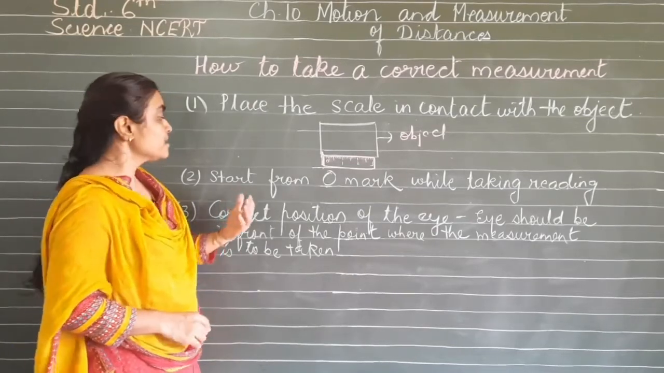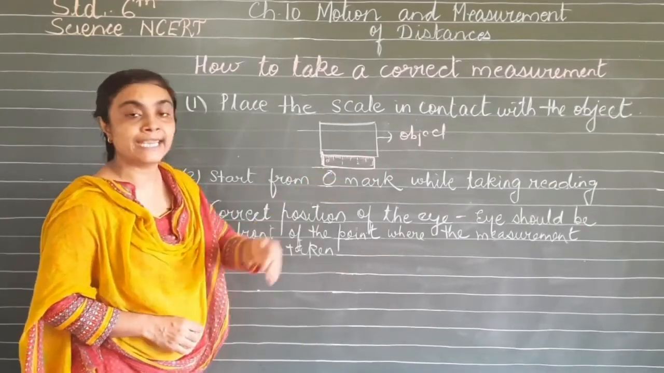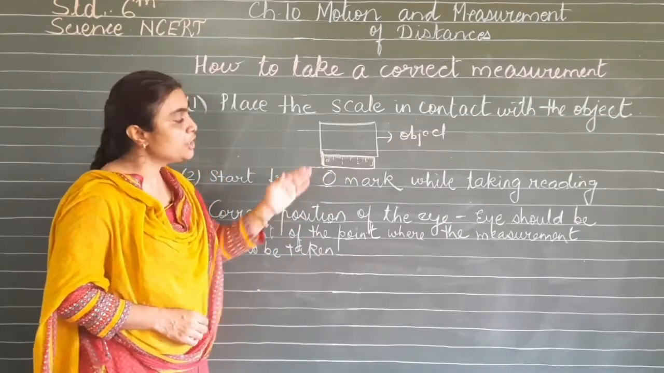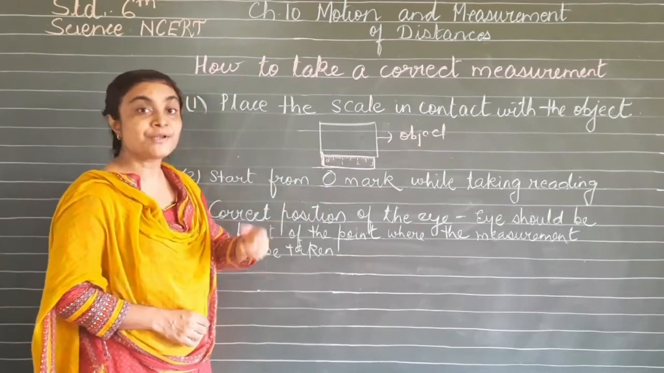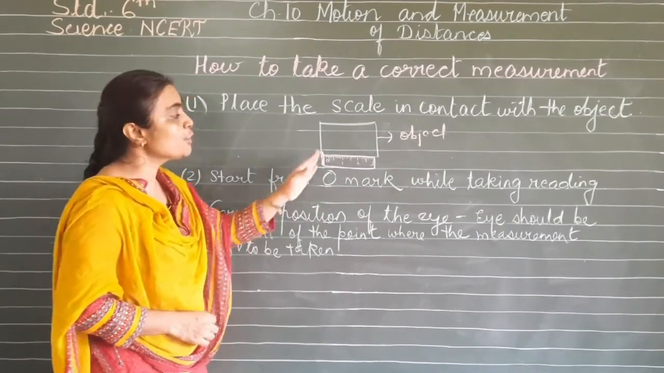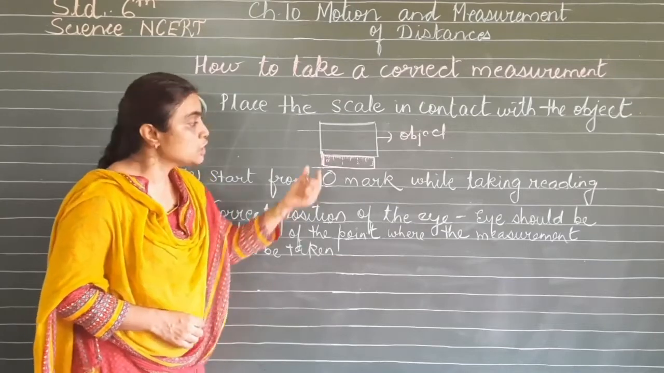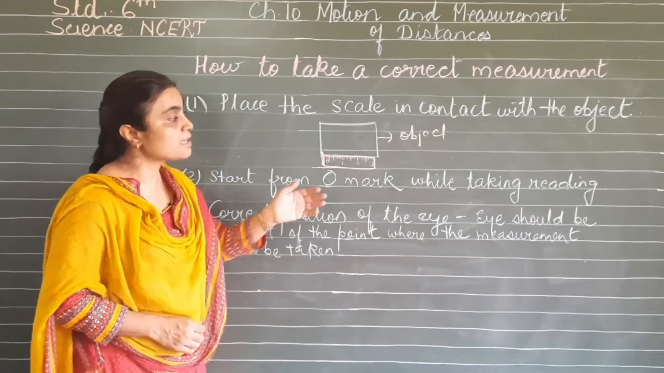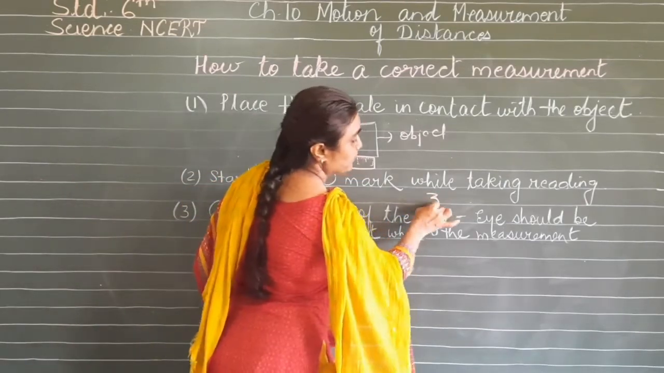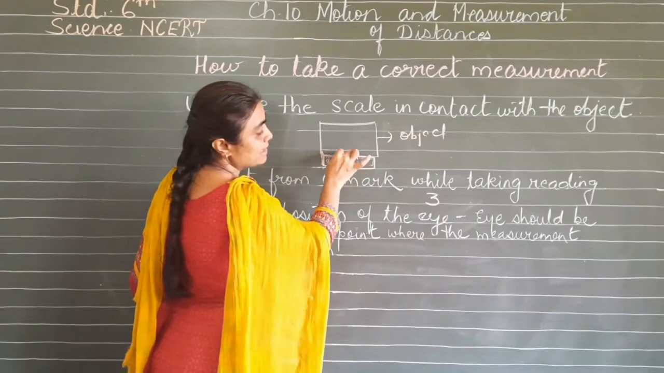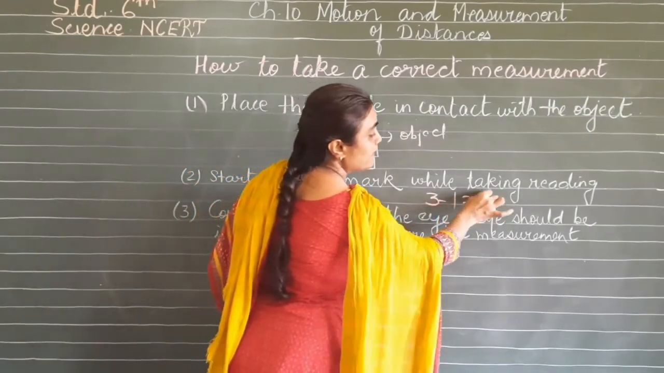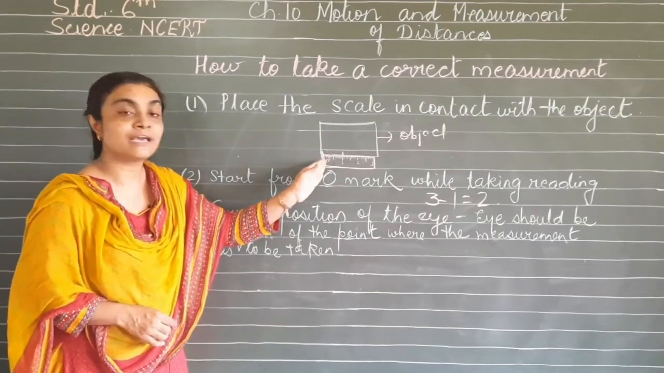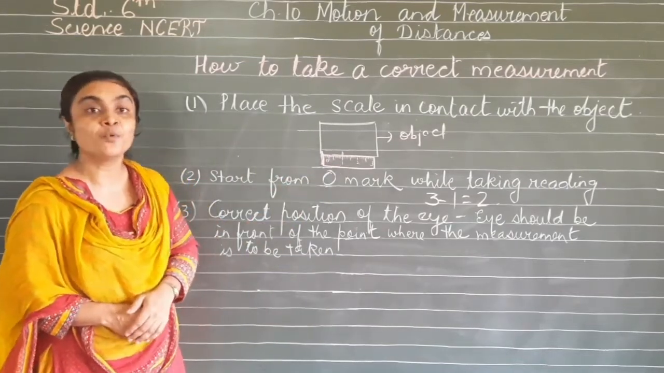Now the second thing, start from the 0 mark while taking the reading. Whenever you are taking a reading of any object, you have to start with the 0 mark. Now suppose the 0 mark is not there, or the 0 mark is broken. So you will ignore this 0 mark and you will start taking the reading from 1. Suppose the final reading is 3 and you have taken the starting reading from 1. So 3 minus 1 will be 2. So the measurement of that object will be 2. So if there is no 0 mark, you have to start from 1.